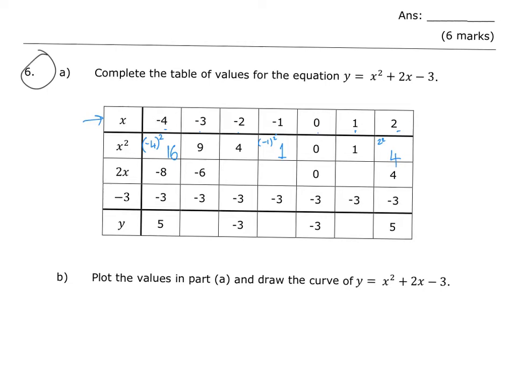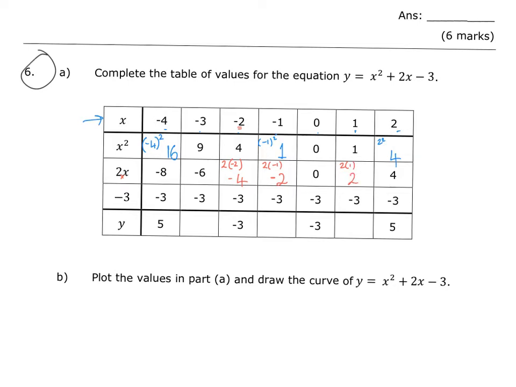Now we have 2x here, and 2x means 2 times x. So if we're filling up this one, 2 times x, and x here is minus 2. So that is 1 positive, 1 negative. We get a negative, and 2 times 2 is 4. 2x, so 2 times x, and that is negative 2. 2 times x, 2 times 1, and that's a 2.